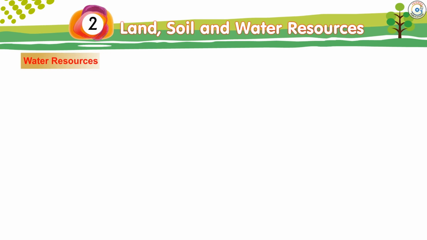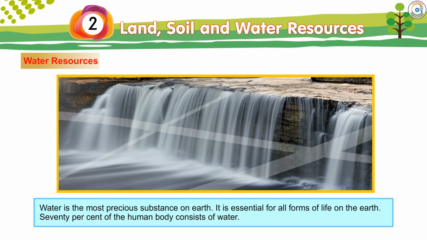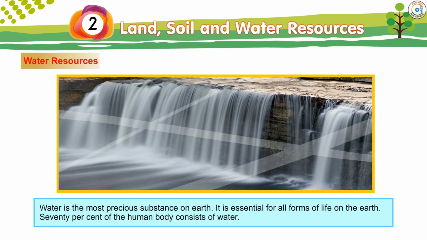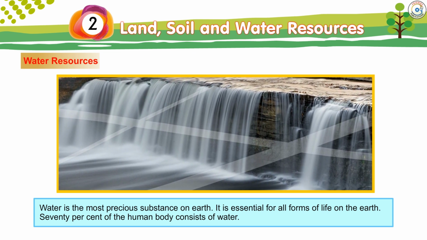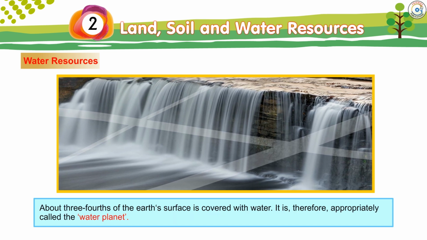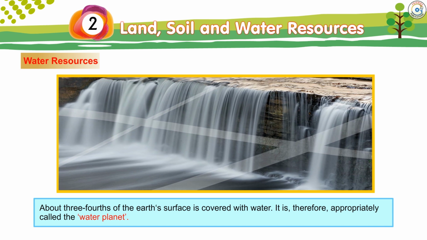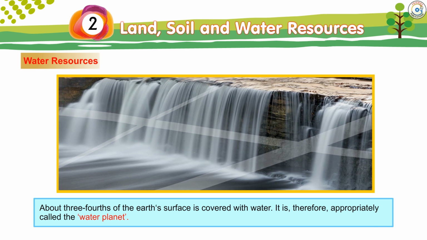Water resources. Water is the most precious substance on earth. It is essential for all forms of life on the earth. 70% of human body consists of water. About 3/4 of the earth's surface is covered with water. It is therefore appropriately called the water planet.